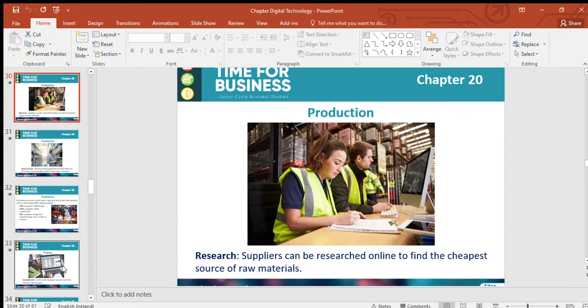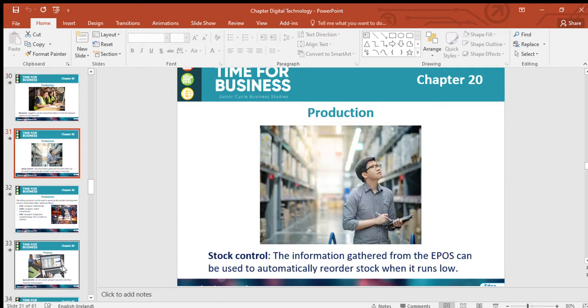Production, again, a lot of this stuff I'm quickly going through. It's not really definitions or theory that we're focusing on. It's just things that we're going through to cover. So production: suppliers can be researched online. If you're trying to produce any item, you can research your suppliers online rather than trying to drive around and find somebody that can produce something for you. You can click a button, you can find somebody online. Easiest way to advertise for it too.